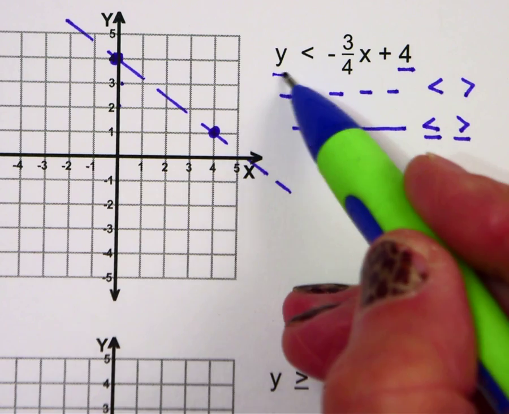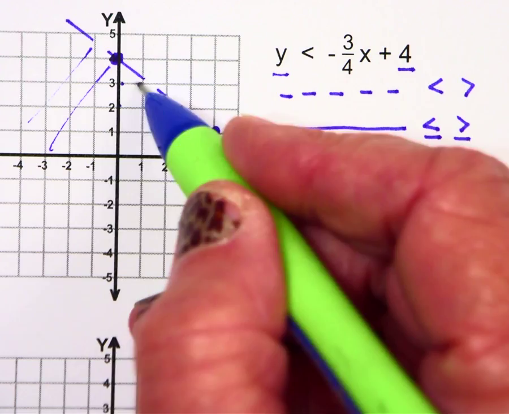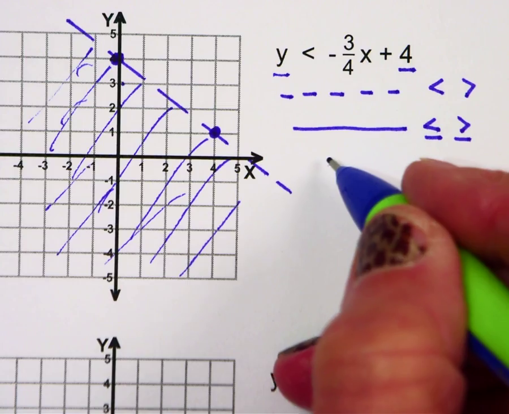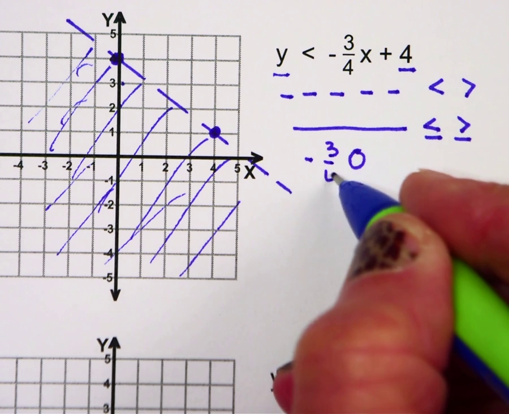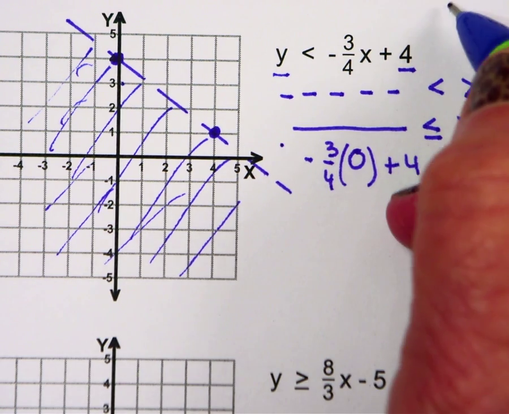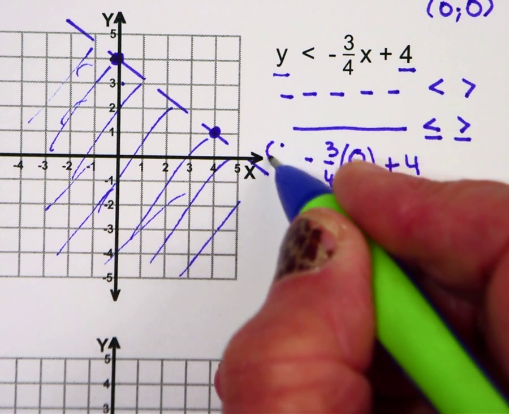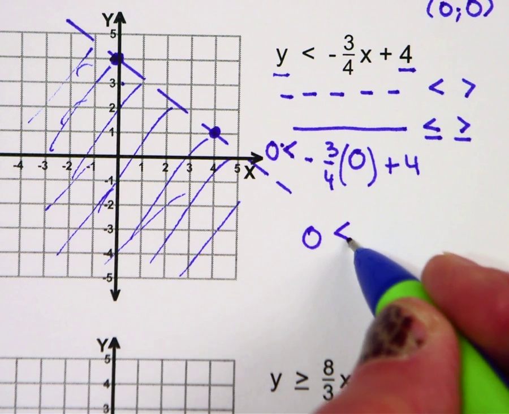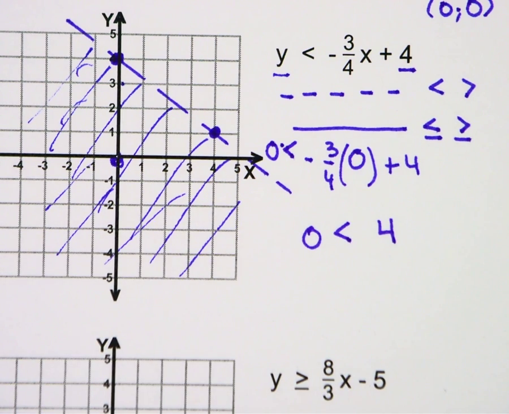Well, here I know y is less than. Therefore, y will always be less than 4, so I'll shade underneath. I could also check it by taking x as 0: I would have negative 3/4 times 0 plus 4, and I'm going to take the point (0, 0). And so I would have 0 is less than 4 once I solve it. Is 0 less than 4? Yes, it is, so that works.